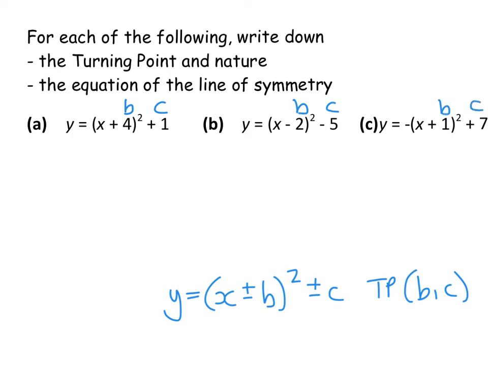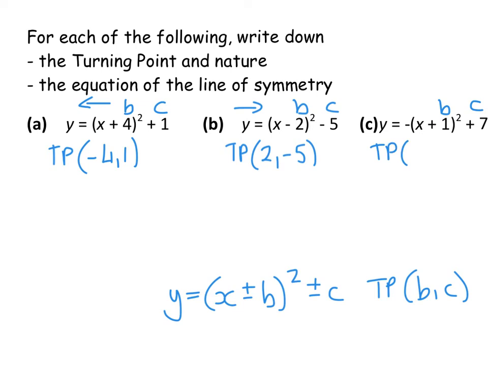So on this first one, your turning point, remember I said it's the opposite of what it says in the bracket. Plus 4 means it has gone left. So that would be minus 4, positive 1 for that turning point. The turning point for the second one, it says minus 2. So that one means it's going to the positive direction. So it's positive 2, negative 5. And the third one, it says positive 1. So again, I've written that the wrong way. That means it is going to the negative direction. So turning point is negative 1, and then positive 7 on the end. That's the turning points.